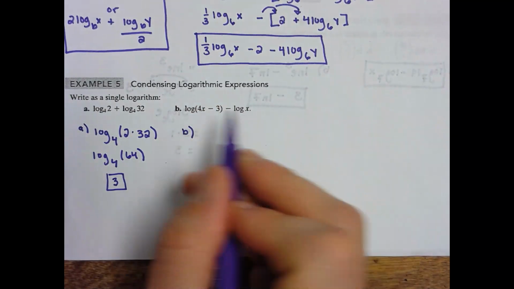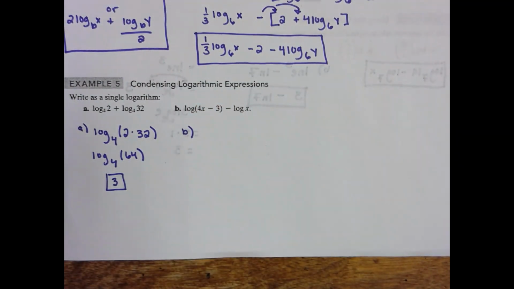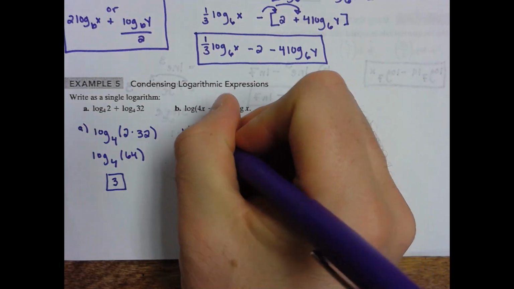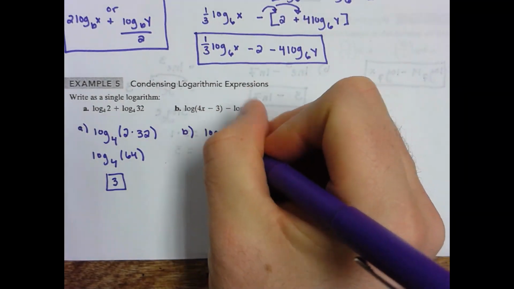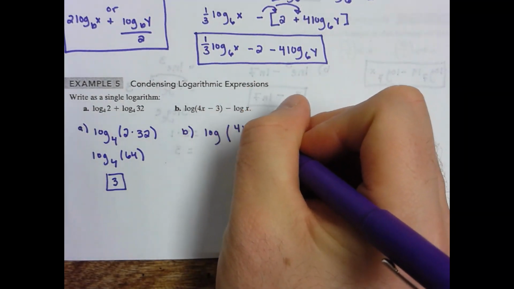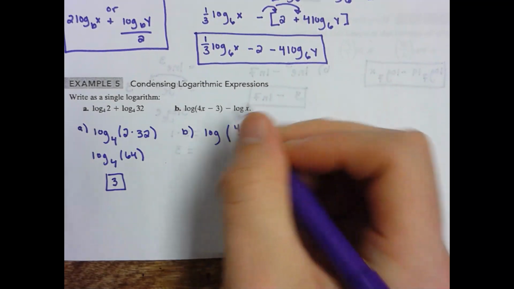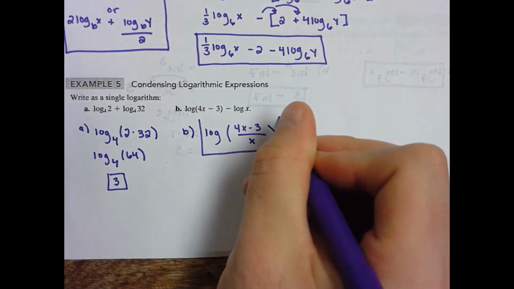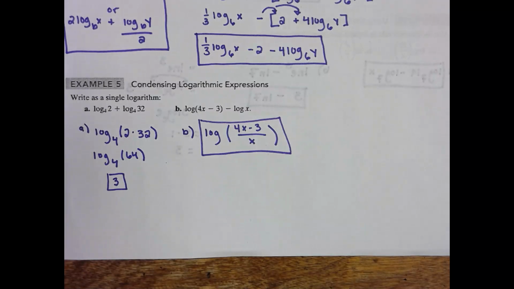Same idea. This time I'm noticing the logs are being subtracted, so when I condense them, I should see division. And so it is the log of the first term, 4x minus 3, divided by the second term, x. Okay, and that's it. Nothing more that we can do.